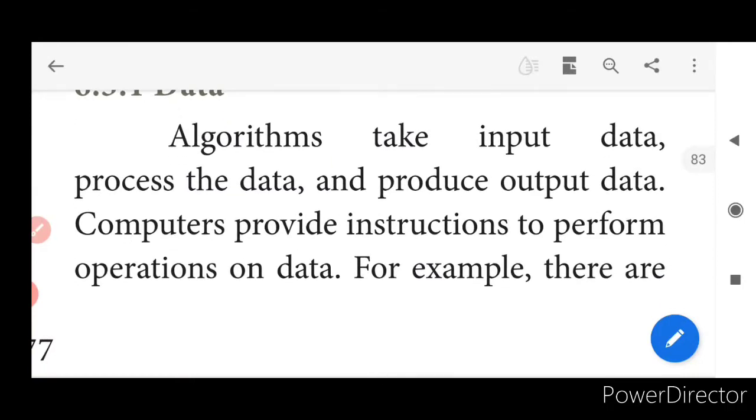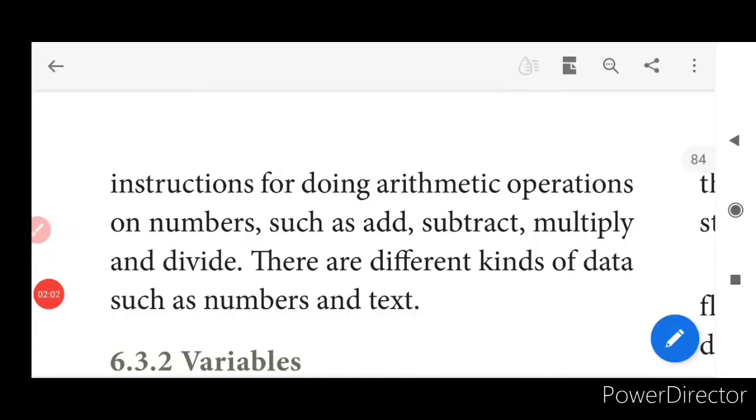What sort of instructions? Say for example, the first data that I am going to get is 5. The second data that I am going to get is 15. Third, the operation that I am going to perform is addition. In such a case, what is the operation? Addition. That is going to be an instruction. So what am I going to do with the data that I've got? I'm going to perform addition. 5 plus 15 is going to be added up and that will be the result. Is that clear, children? For example, for performing arithmetic operations on numbers such as add, subtract, multiply and divide, there are different kinds of data such as numbers and text.